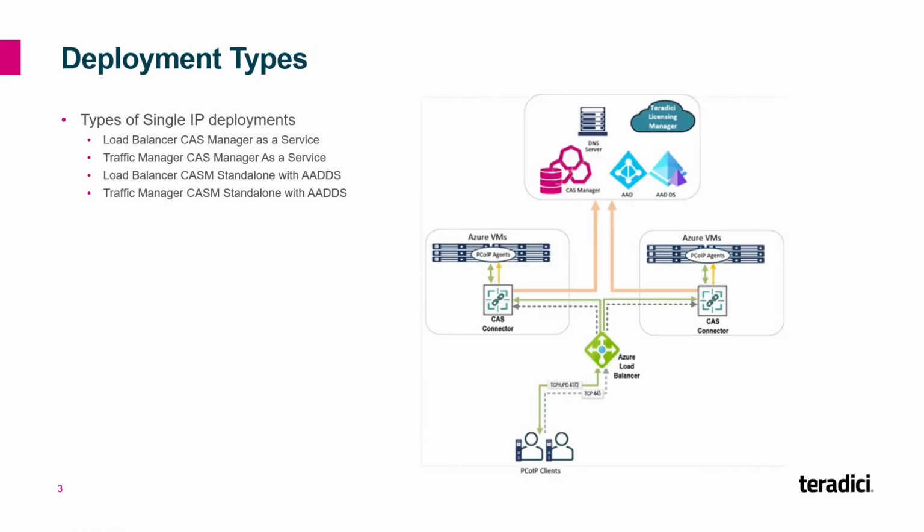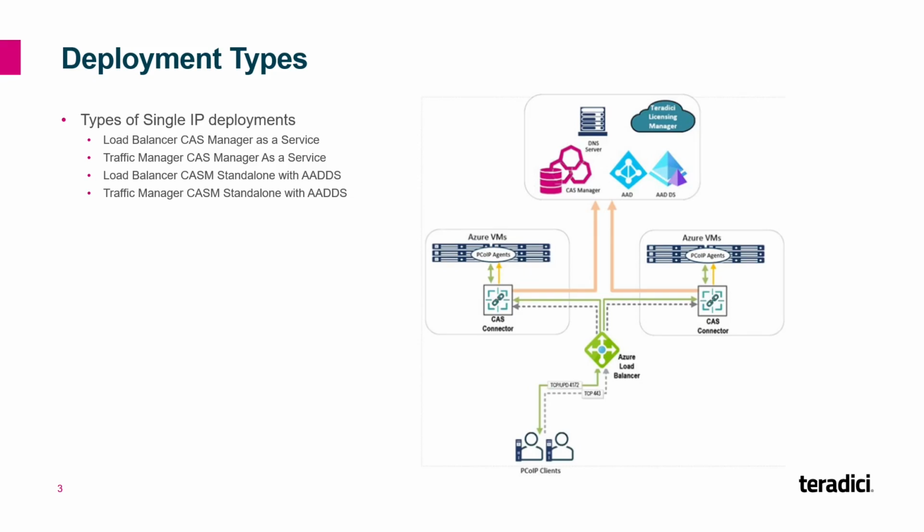So there's a couple of different variations on the available single IP deployments. As you can see here, there's 4 listed in total. There's single IP deployments that use the load balancer and traffic manager deployment with CAS manager as a service, and there's also a single IP load balancer and traffic manager deployment that makes use of CASM all-in-one deployment, as well as the AADDS and Azure Active Directory. AADDS stands for Azure Active Directory Domain Services, and that's a whole separate topic. If you're interested in that, we also have a video on that that you can check out.